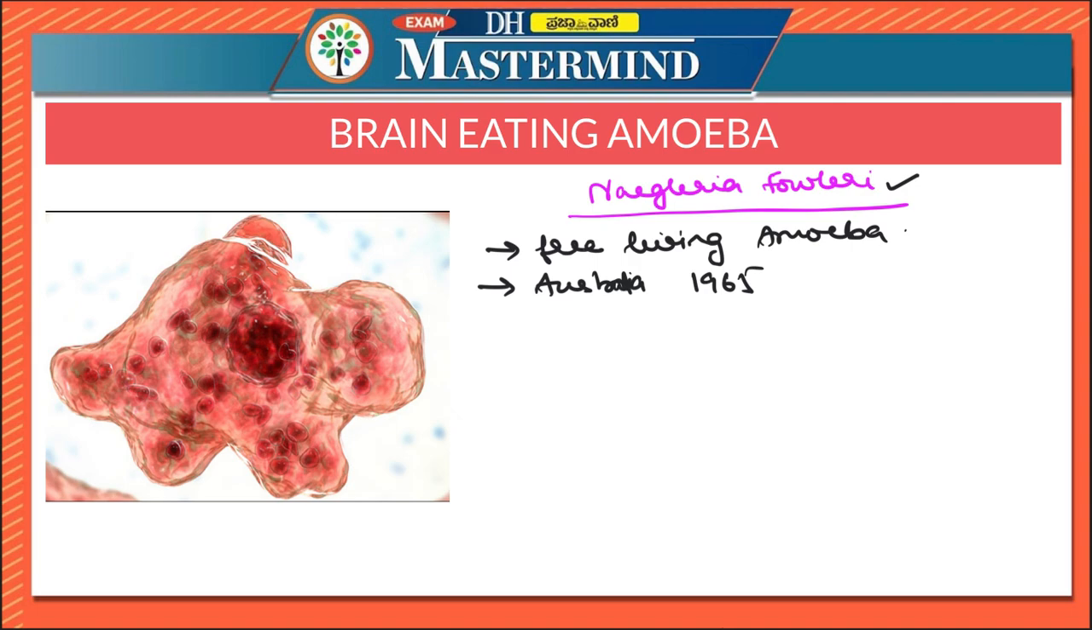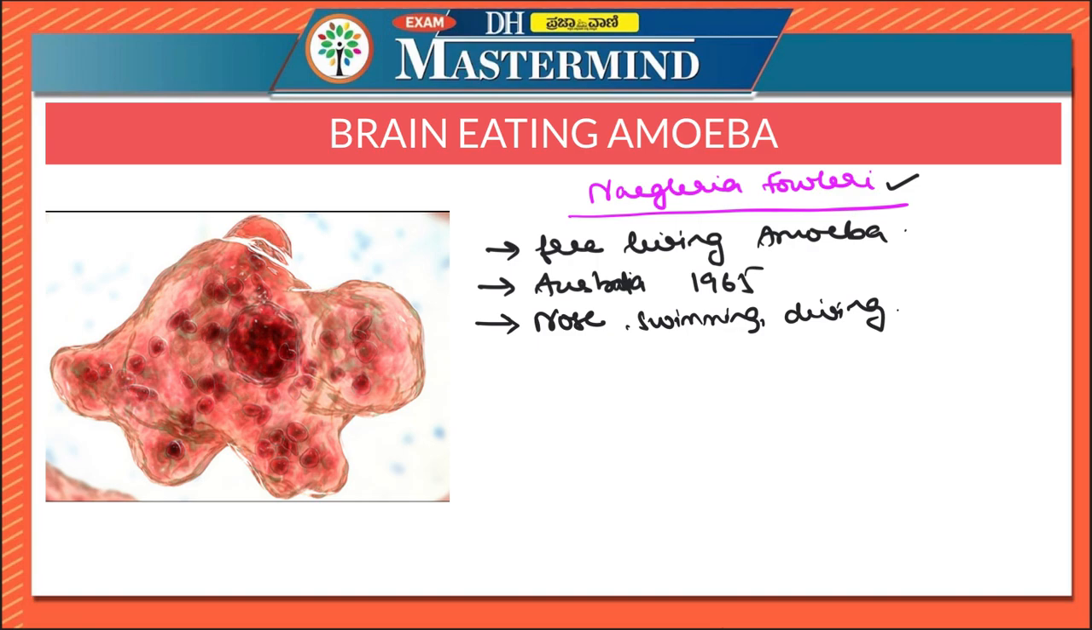Naegleria fowleri usually infects people when water containing this amoeba enters the body through the nose. Please remember, through the nose. This usually happens when people go for swimming, diving, or even when they put their heads under fresh water like in lakes or rivers. So there needs to be a passage for this amoeba to enter the body, and that passage is the nasal passage.